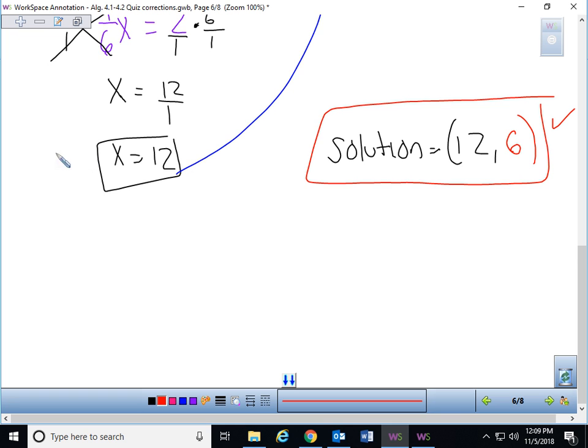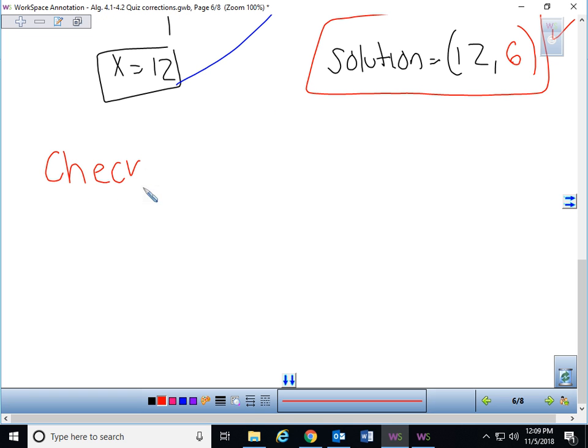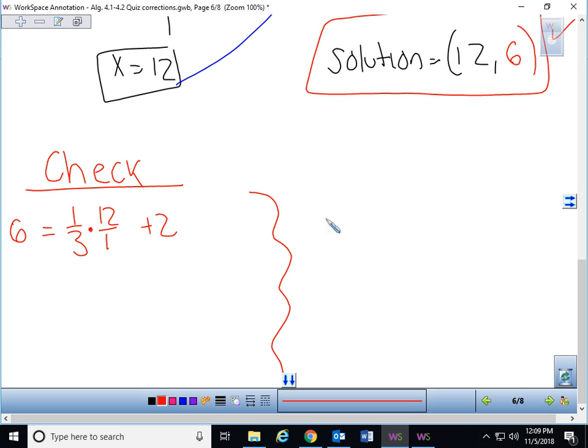So let me just go down here and say check. And in my first equation, again, we're just going to replace our x value with 12 and our y value with 6. So I have, 6 equals 1/3 times 12. I'm going to put that over 1, plus 2. That's our first one. And our second one is 6 equals 1/6 times 12. And I'm going to put that over 1, plus 4. And we're just going to multiply it out, see what we get.